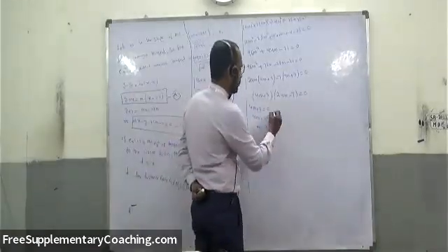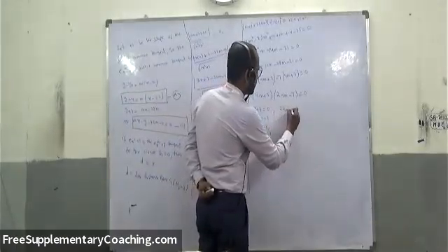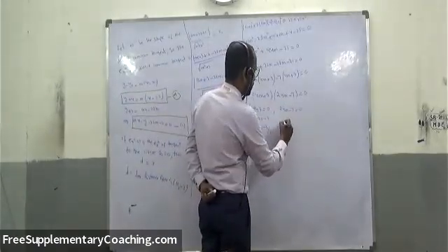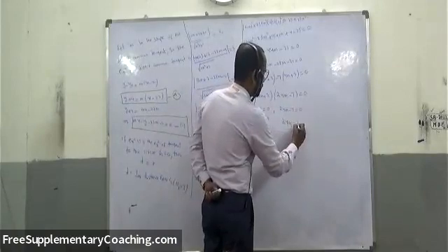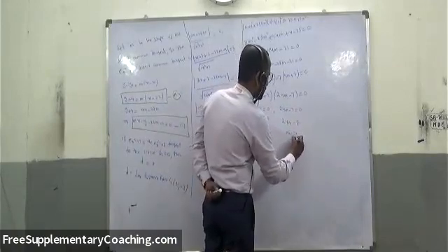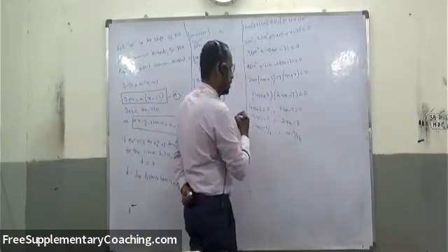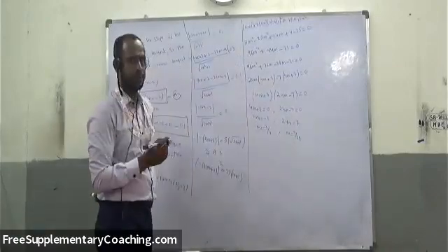Another one: 24m minus 7 is equal to 0. So 24m is equal to 7, m is equal to 7 by 24. These are the two values we have got.